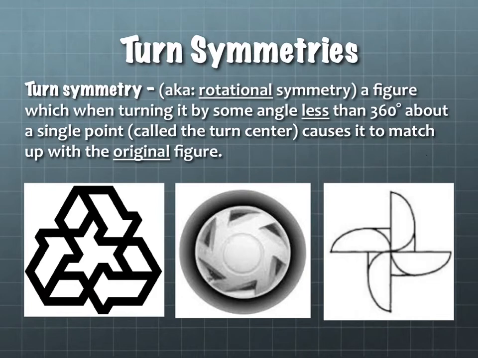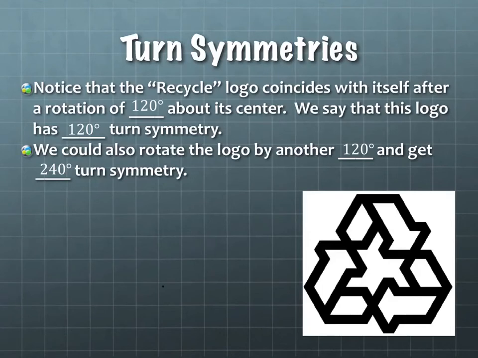So there are three shapes here. Two of them are very familiar. We see them a lot. The recycle one and the wheel. And what we're looking at is the type of rotational symmetry. So the first one, the recycle logo, has to turn like 1/3 of the way. If you take 360 and divide by 3, 1/3, you get 120 degrees. So it has a rotation of 120 degrees around its center. So we would say that it has a 120 degree turn symmetry.